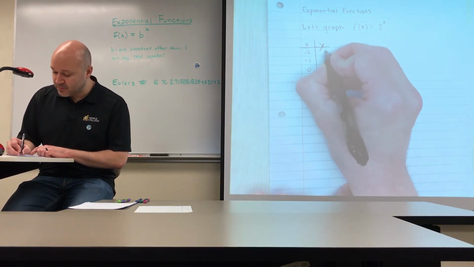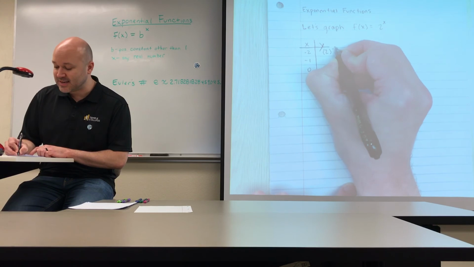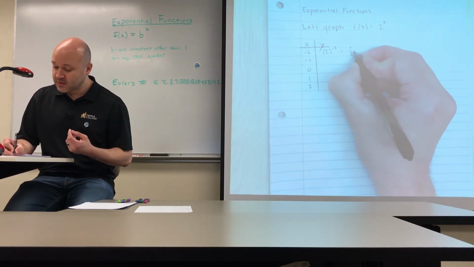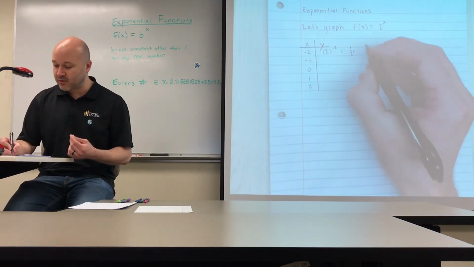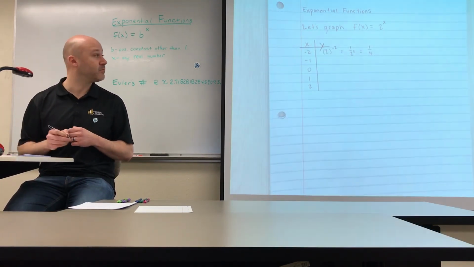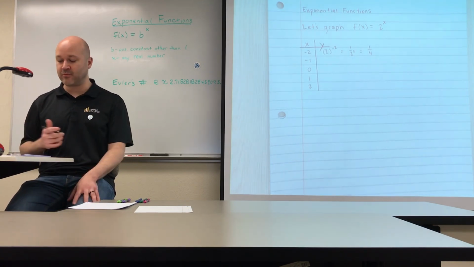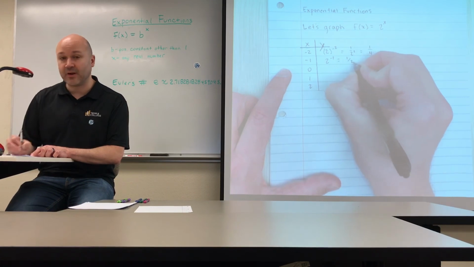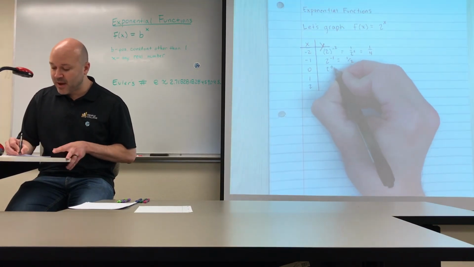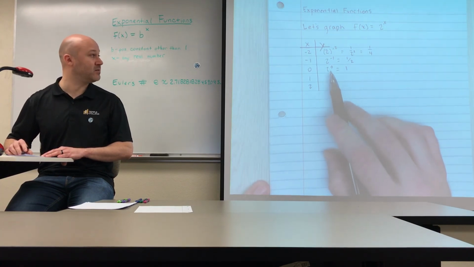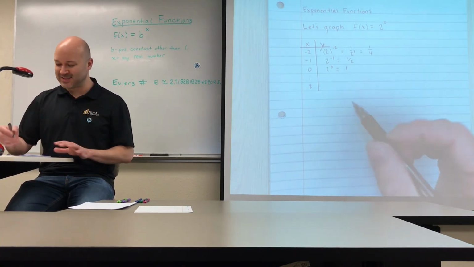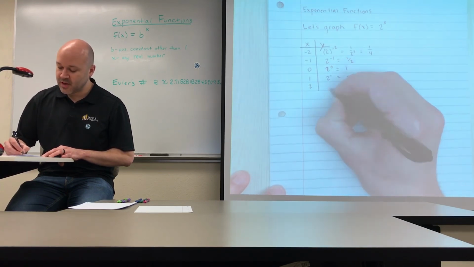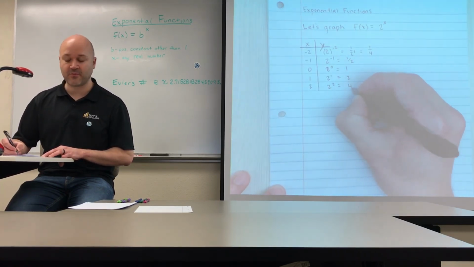So the very first number would be 2 being raised to the negative second power. Well, negative exponents just reciprocate my base. So this is 1 over 2 to the second power, which is 1/4. Or 1/2 times 1/2 is 1/4. 2 to the negative first, that's just positive 1/2. 2 to the 0 power, any base raised to the 0 power, that's not 0, is going to be 1. This is the identity. 2 to the first is 2, and then 2 squared, 2 times 2 is 4.